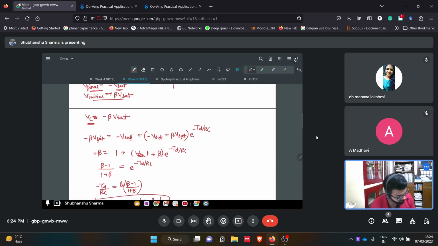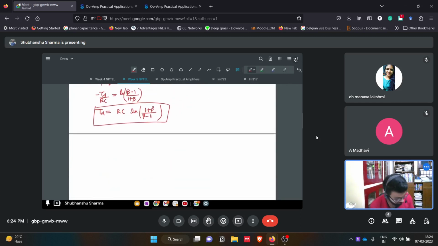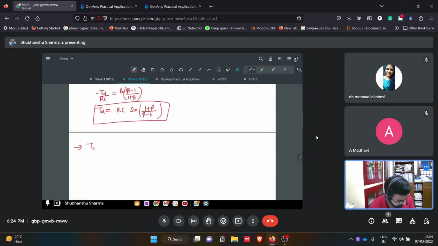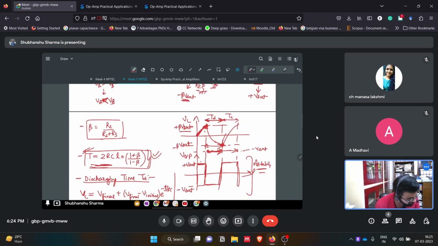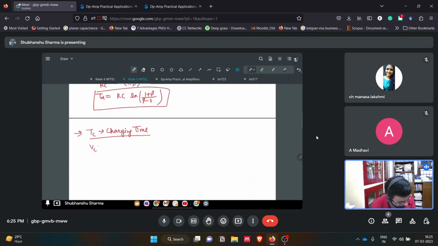Similarly, we can do the same for the charging time TC. The charging time is the time between these two positions. Here again, if we see this equation, Vc equals V final plus (V final minus V initial) into e to the power minus t by RC.